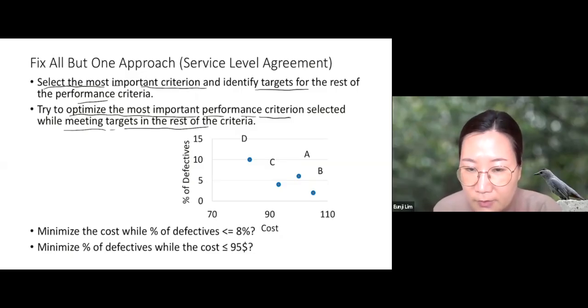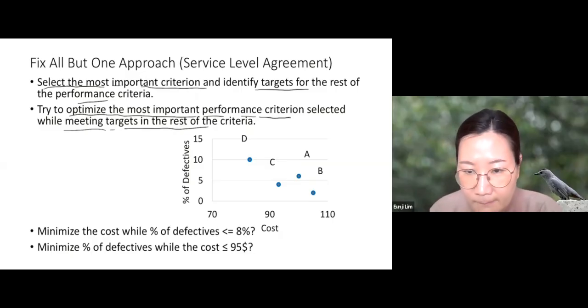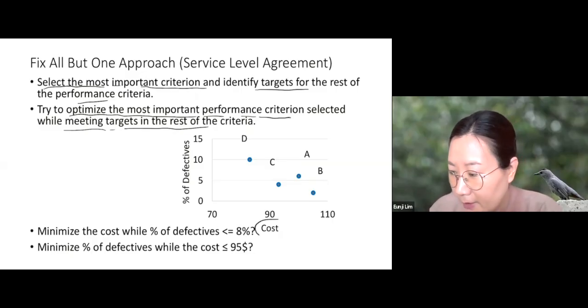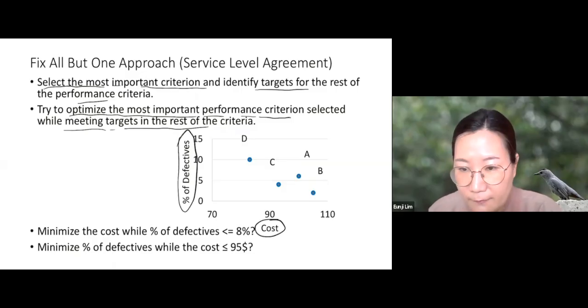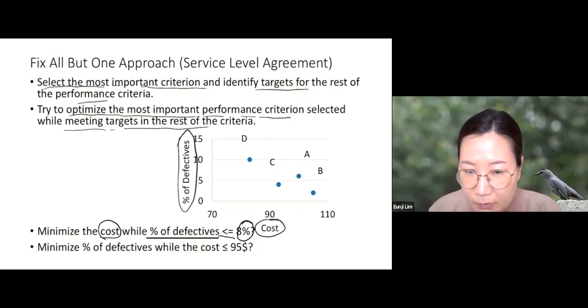Where you want to select the supplier for your batteries. You have 4 suppliers, A, B, C, D, and you are considering 2 factors, the cost and the percentage of defectives. Let's say you think the cost is the most important factor. And for the percentage of defectives, you have some target range, 8% or less. If a supplier has 8% or less defectives, then you'll be satisfied.